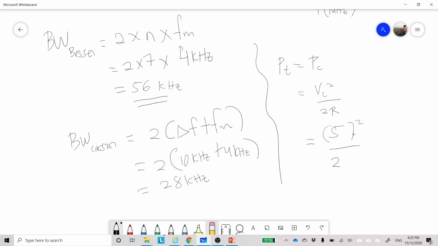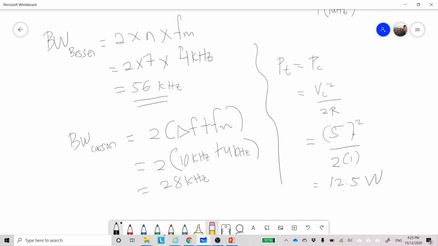Oh, dia tak beri berapa frekuensi. Okay, katalah R is equal to 1. Let's say R is equal to 1. So you get the total power is equal to 12.5 watt. This is the total power.